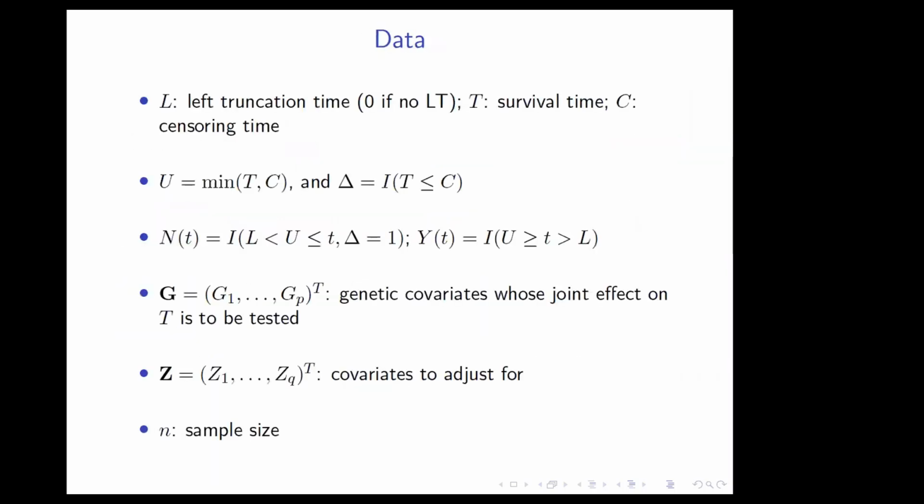To introduce our test, let me define some notations. L is the left truncation time, because our test can deal with left truncation. If there's no left truncation, just simply set L to be 0. T is the survival time, C is the censoring time, and U is the minimum of T and C. Delta is the indicator of event, and the counting process is denoted by N(t). Y(t) denotes the at-risk process. The genetic markers of interest are denoted by G, and then we adjust for a bunch of covariates denoted by Z. Small n denotes the sample size.